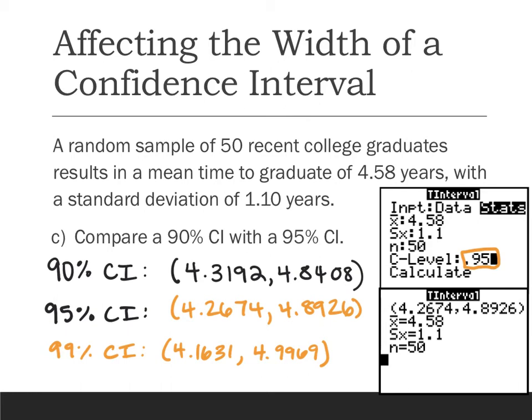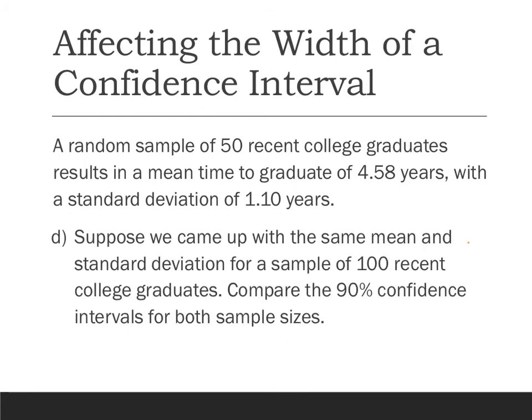But notice that each time I increase my confidence level, the width of my confidence interval increases. So that's one way to affect the width of a confidence interval. The bigger my confidence level, the bigger my interval. That's what we call a direct relationship in mathematics. You may remember that if something goes up as another value goes up, then they are directly affecting the outcome. This next one is different.